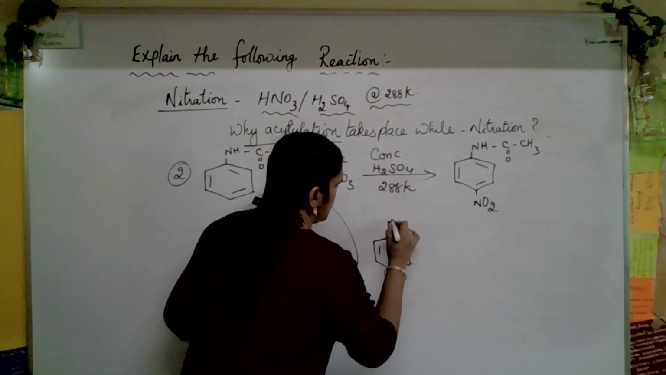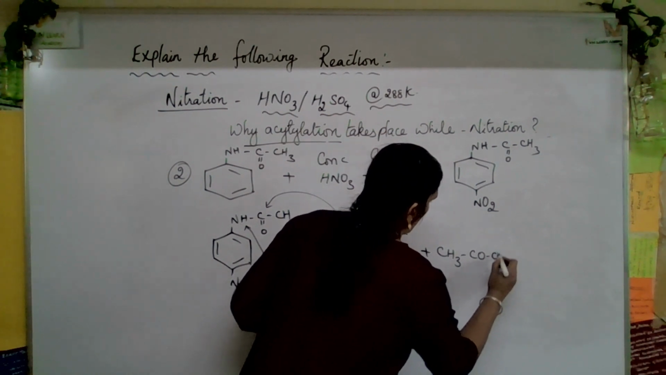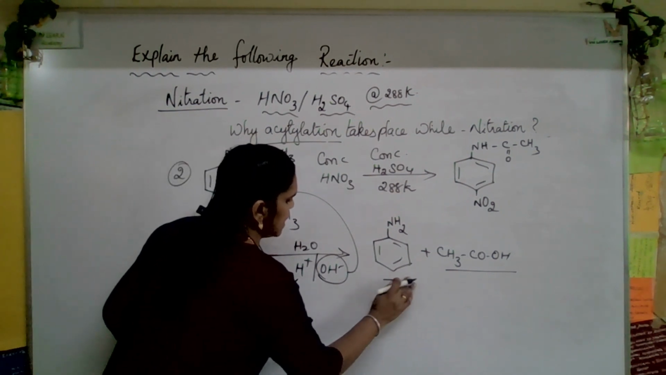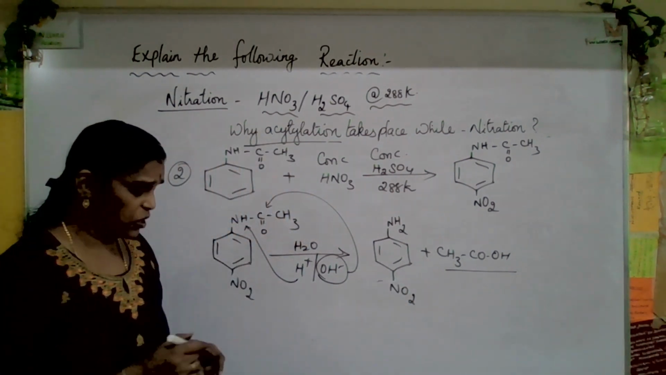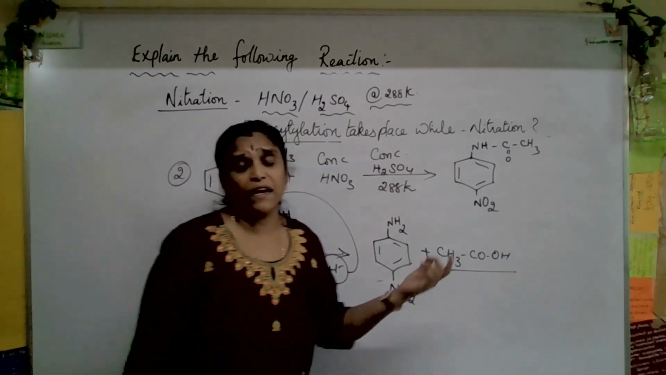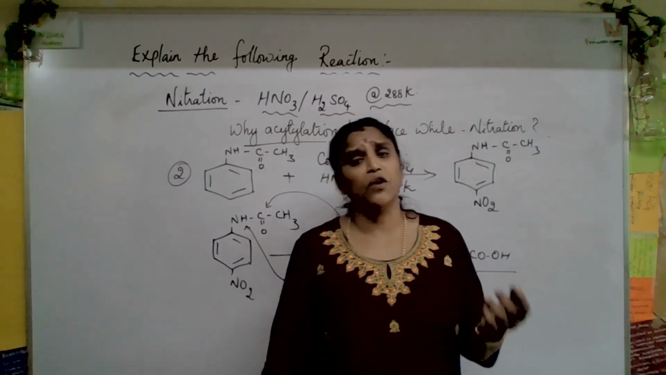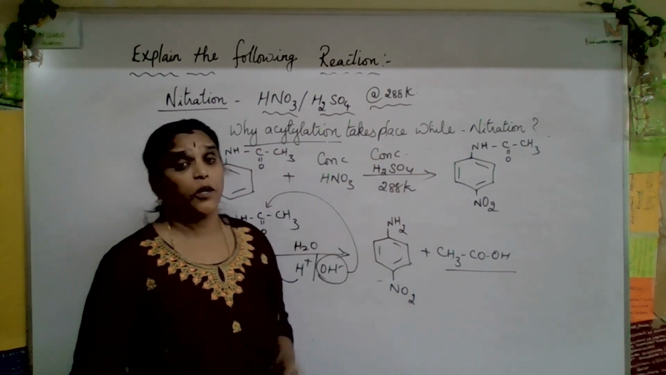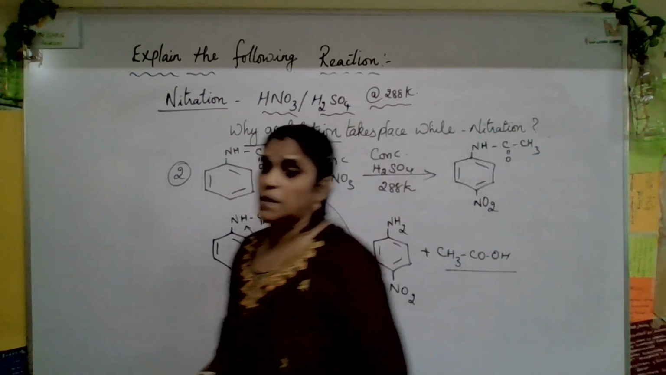So what happened here? NH2 and CH3COOH. CH3COOH is acetic acid, and this is aniline, and this is very important, the nitro group. We are getting the para derivative of the nitro compound. So aniline cannot go for direct nitration unless it goes by acetylation. Why do we go for acetylation while nitration? To protect the amino group only, we are undergoing this process. So first step, second step, and the third step.